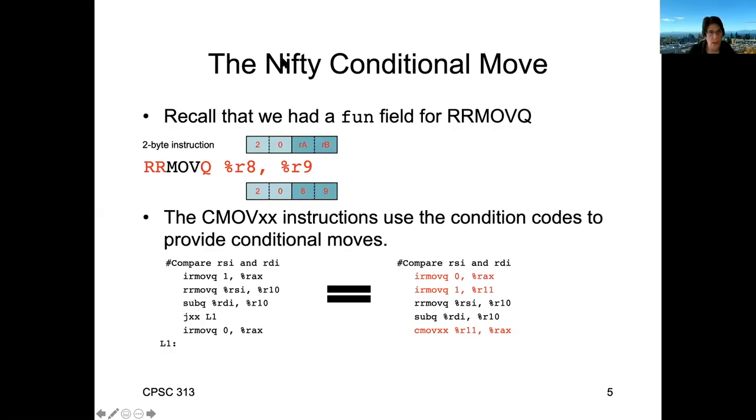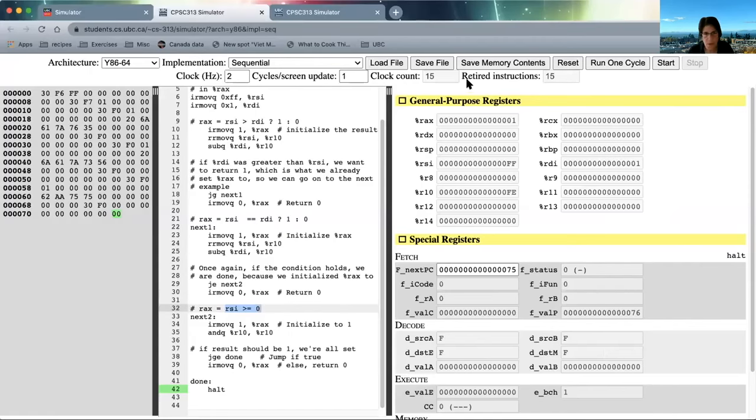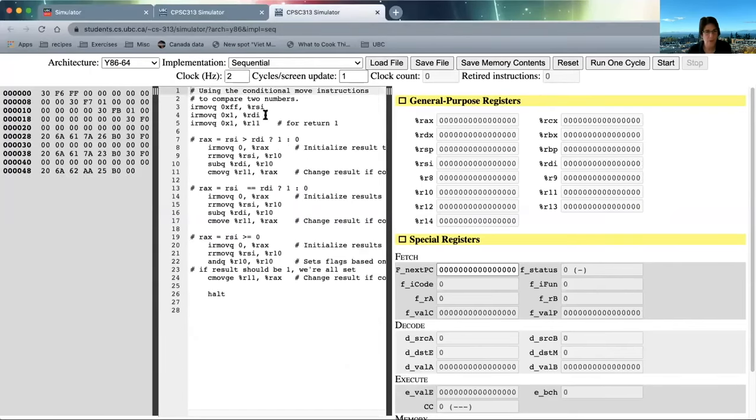So let's just go through that in the simulator quickly. We'll pull that up and we'll go to this program. So this is the same program essentially, but it's using the conditional move instructions. So this time what we're going to do is we're going to initialize RSI to FF. We'll initialize RDI to 1. And now I'm going to put a 1 into register 11 because this is going to be the value that I'm going to conditionally move.